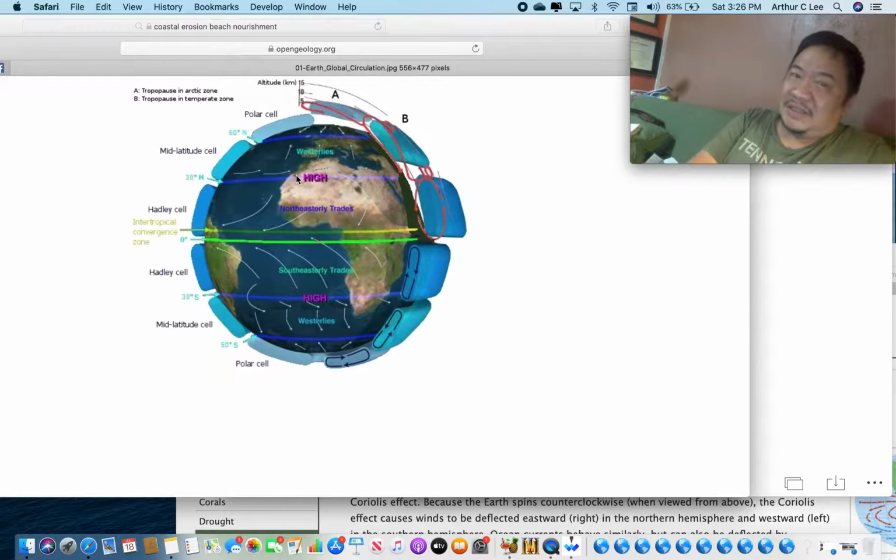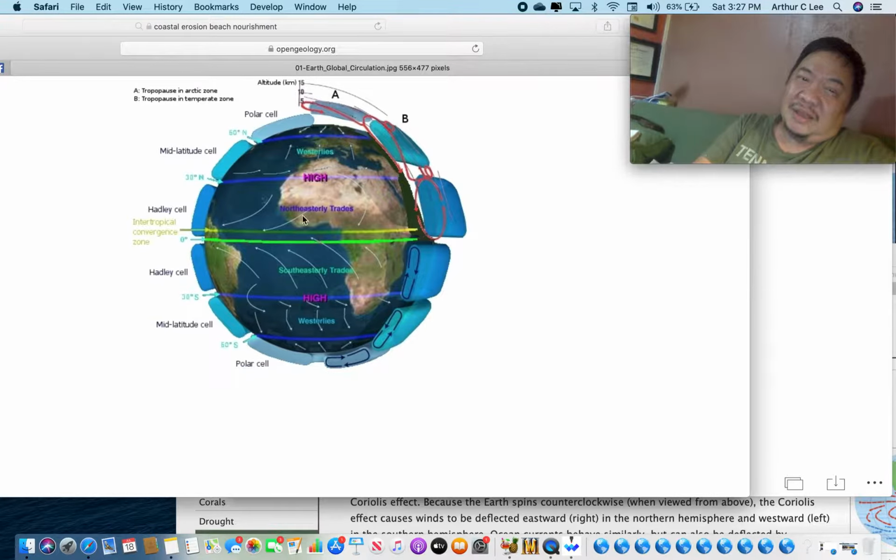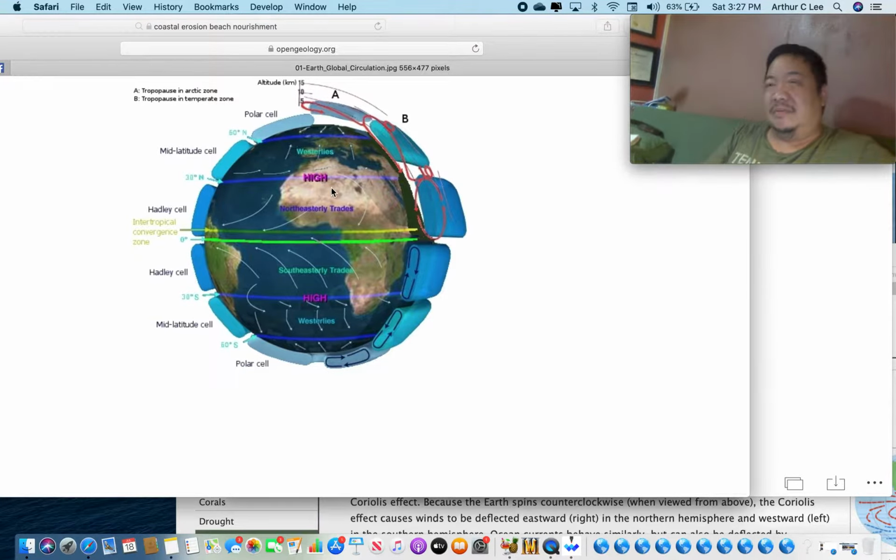That's why, ladies and gentlemen, at the subtropics, the Tropic of Capricorn and Cancer, that's where most of the world's deserts are located. Most of the world's deserts, in summary, occur due to diverging air from the westerlies and the trade winds, forming high pressure cells at the subtropics.